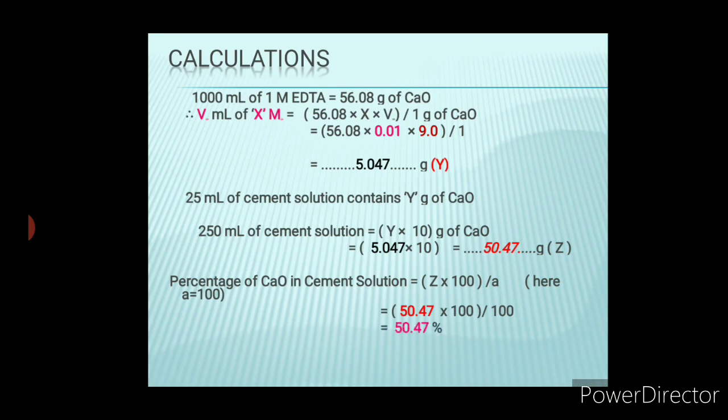So how to express the result? Percentage of calcium oxide in cement solution is 50.47%. So in this manner, we have to calculate the percentage of calcium oxide present in cement solution.